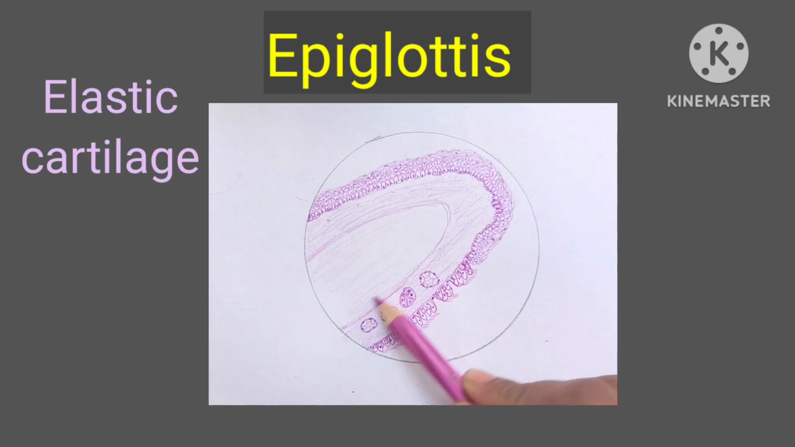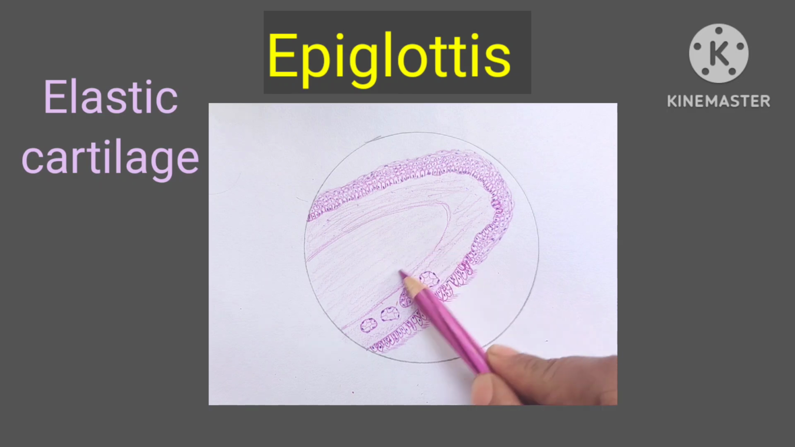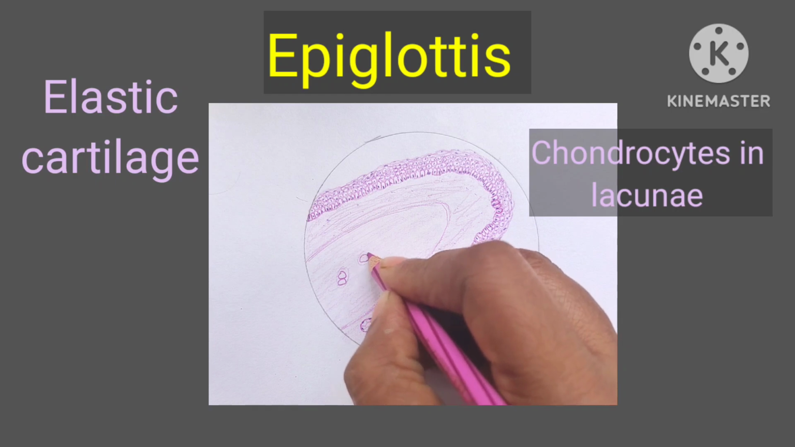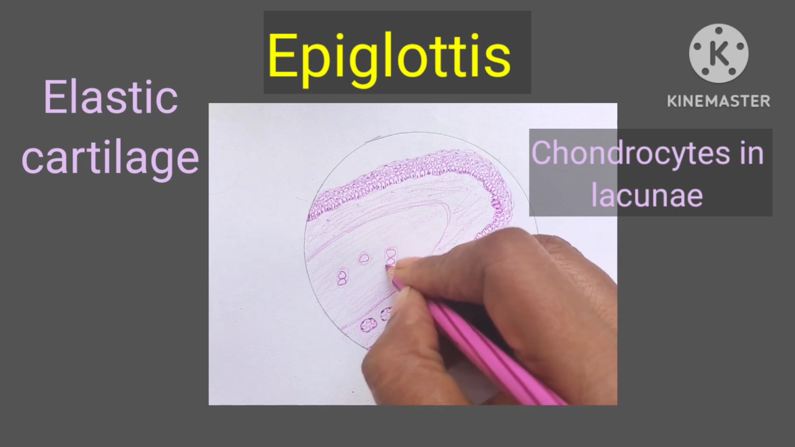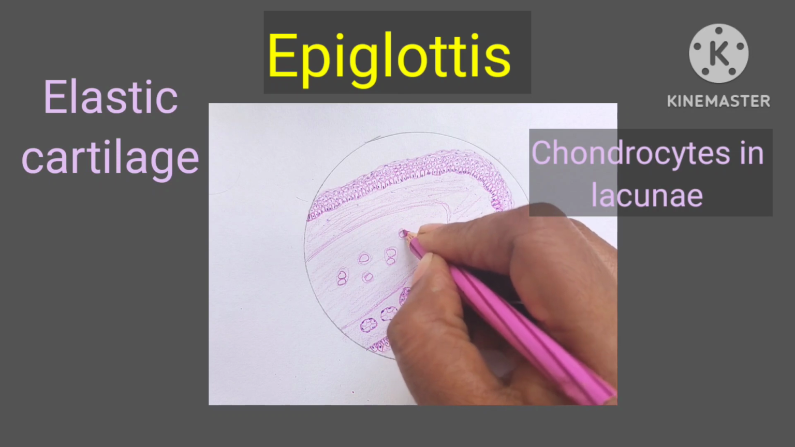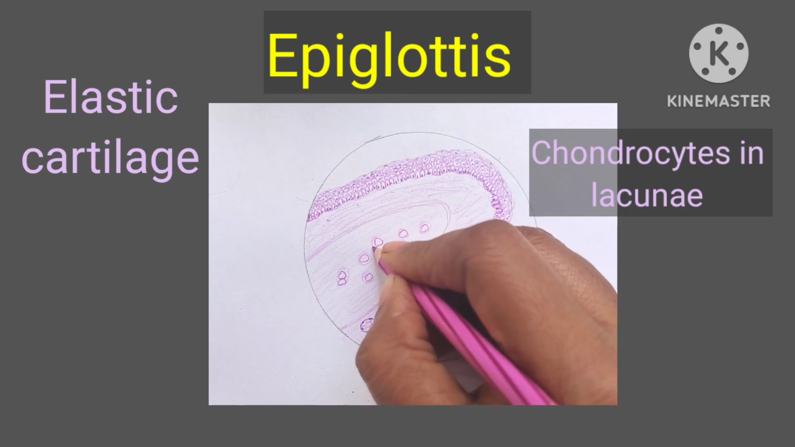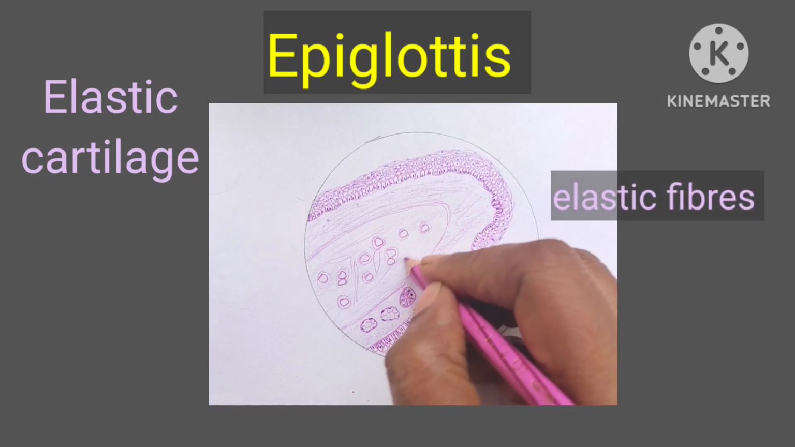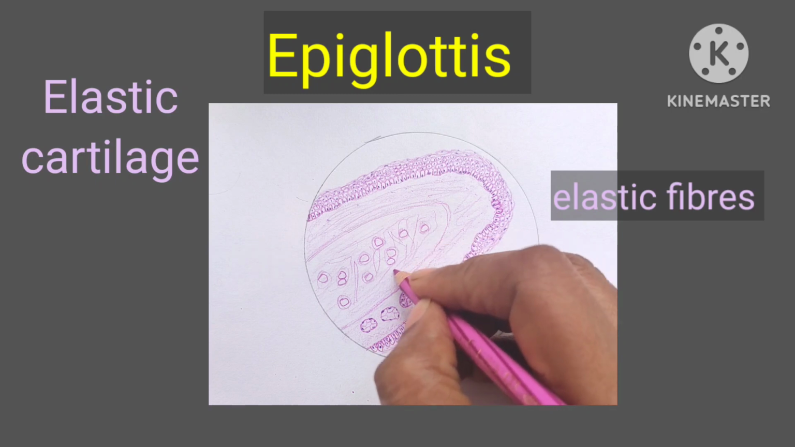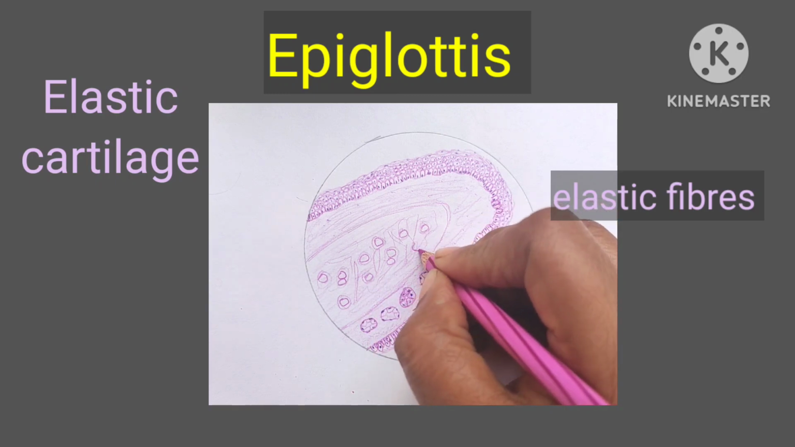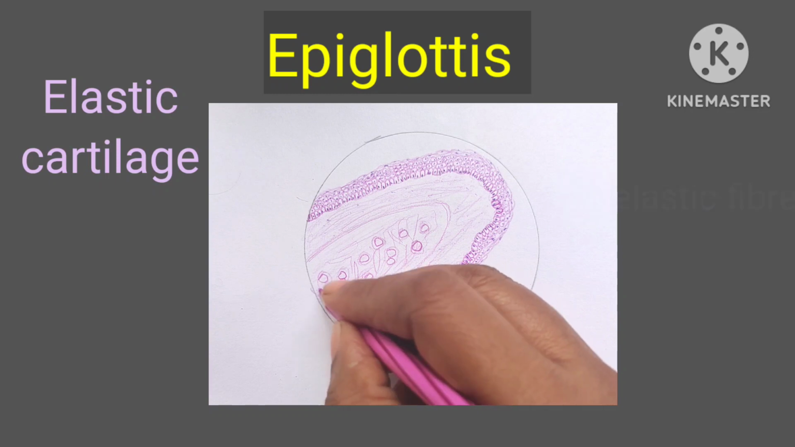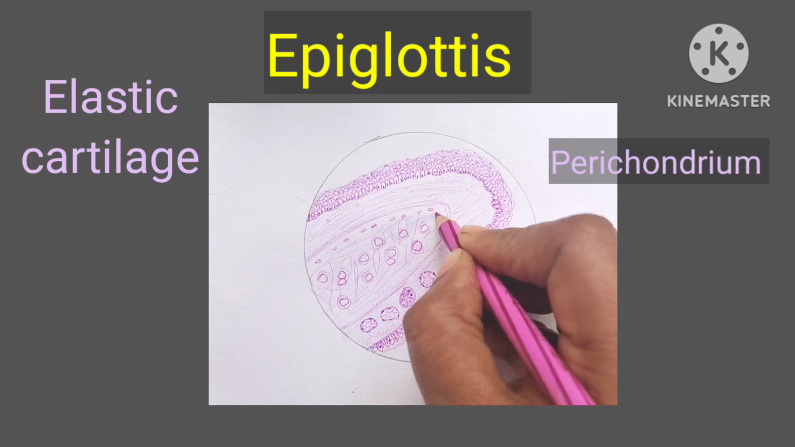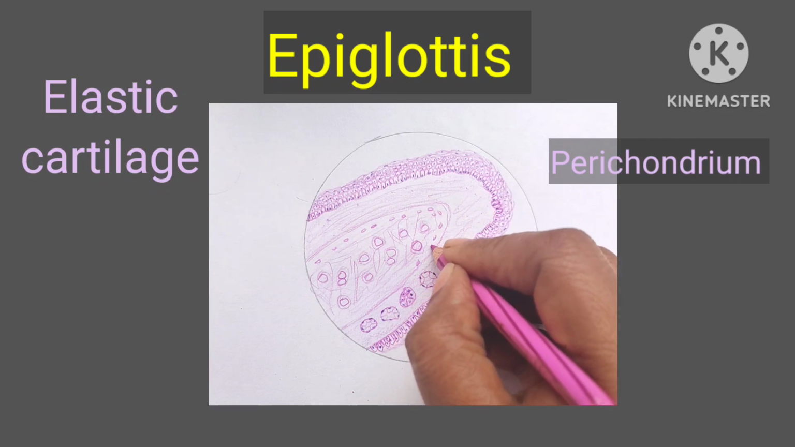Now the elastic cartilage, just recall how you drew an elastic cartilage earlier. It has a perichondrium and the cells will be present in nests. The cell nest will contain 1 to 4 cells and they'll be present in lacunae. They'll have a centrally placed round nucleus surrounded by elastic fibers. The matrix is rich in elastic fibers. And the perichondrium contains outer fibrous and inner cellular layers.